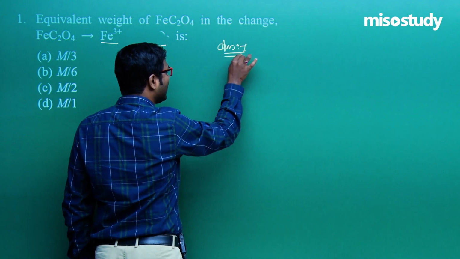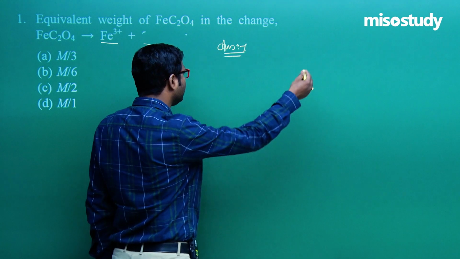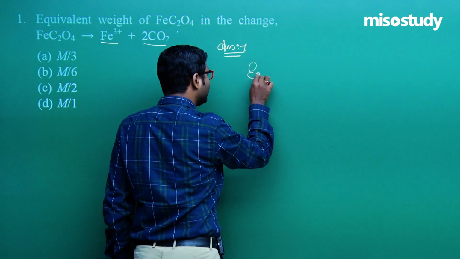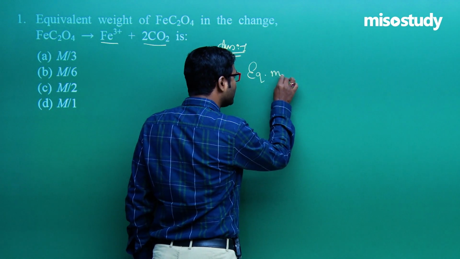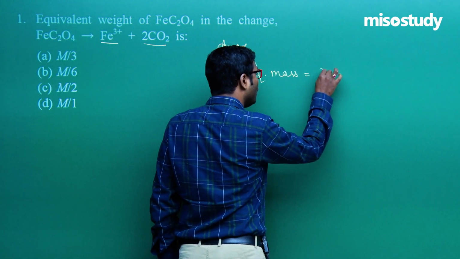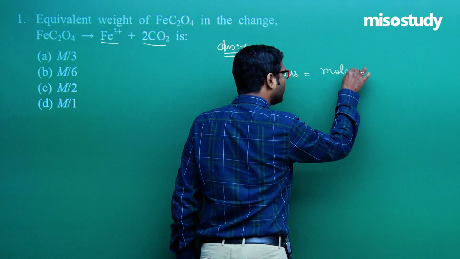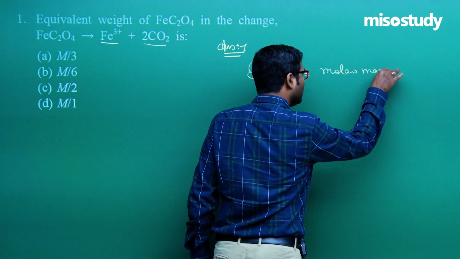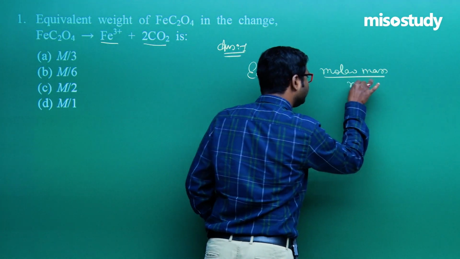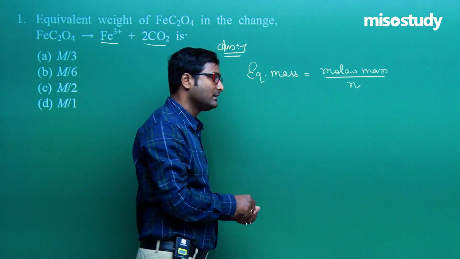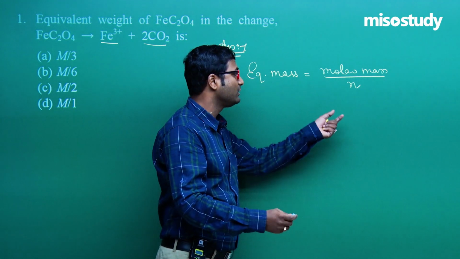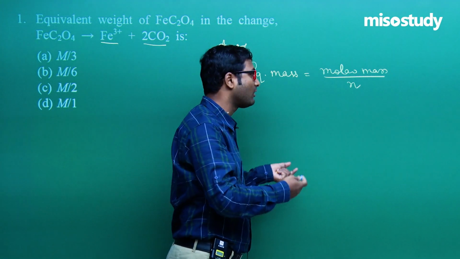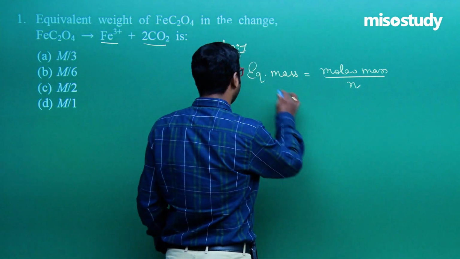Now do you remember, as I discussed earlier in my chapter volumetric analysis, and in my chapter redox also, equivalent mass is equal to molar mass or molecular mass upon N. What is N? Acidity, basicity, change in oxidation state, number of electrons gained or lost. Clear? This is the formula.